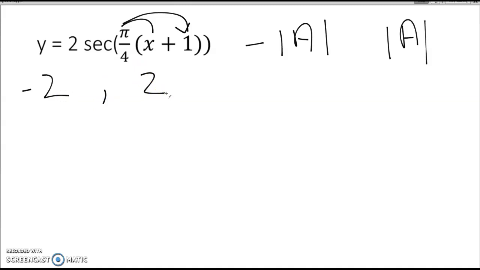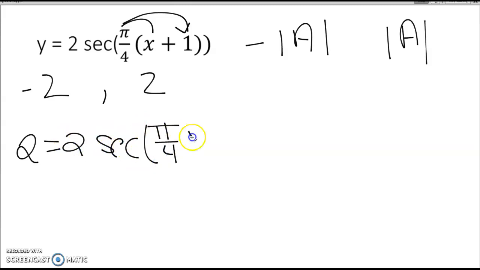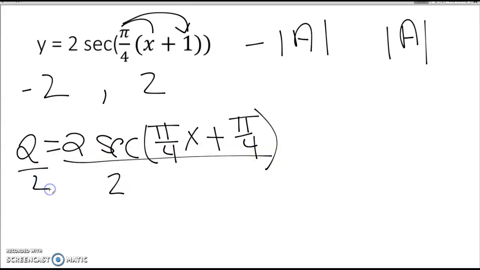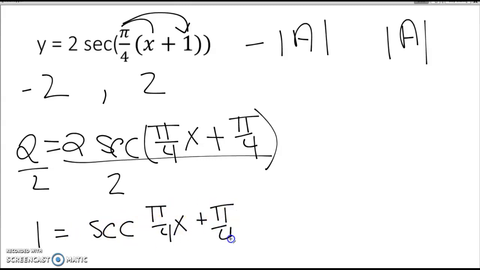And so again, A represents our height, and so are the relative minimum or maximum. So we're talking about y values, so I need to figure out what my x values will be. So I am going to do that. I am going to use 2. I'm going to say 2 is equal to 2 secant pi over 4x plus pi over 4, and I want to solve. So again, I'm going to divide both sides by 2, and I get 1 is equal to secant pi over 4x plus pi over 4.